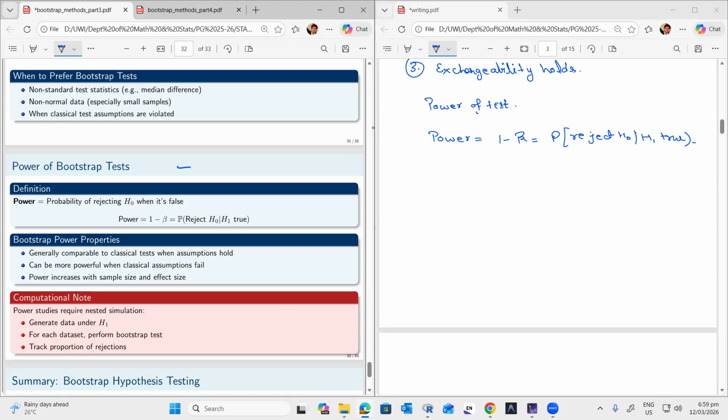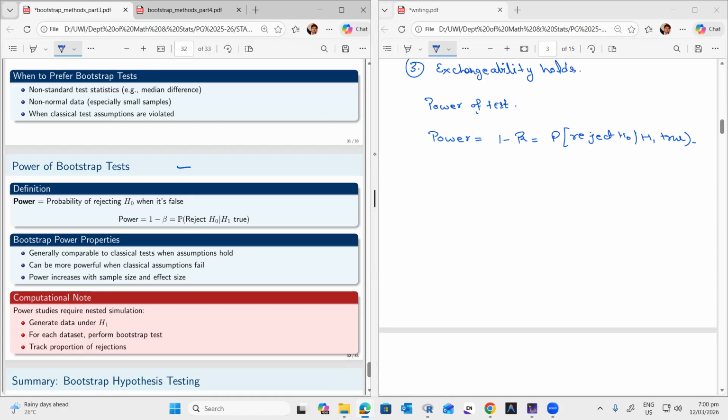The property of this is, when classical assumptions hold, the bootstrap tests, especially the permutation test, are asymptotically equivalent to the classical test, so power is comparable at that time. If assumptions fail, a bootstrap test using robust statistics can be more powerful than a classical test that relies on normality. And like any consistent test, power increases with the sample size and the effect size.